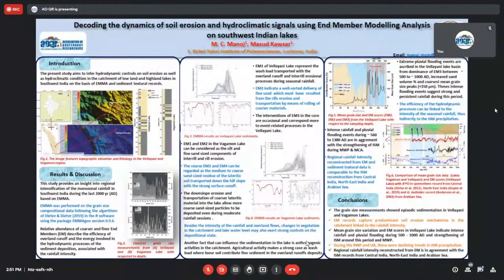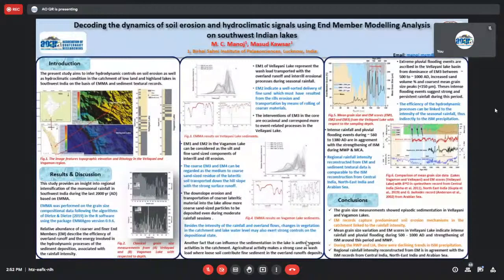And the relative abundance of the coarser and finer end members describe the efficiency of overland runoff and the energy involved in the hydrodynamic processes. So in the Velaini Lake, we have got three end members. End member one represents the wash load transported with the overall runoff and internal erosional processes during the seasonal rainfall. End member two indicates the well-sorted delivery of fine sand, which must have resulted from the rill erosion and transportation by means of rolling of coarser materials.